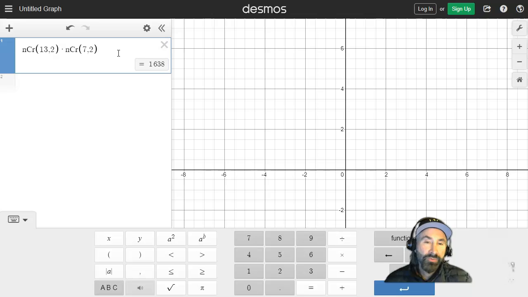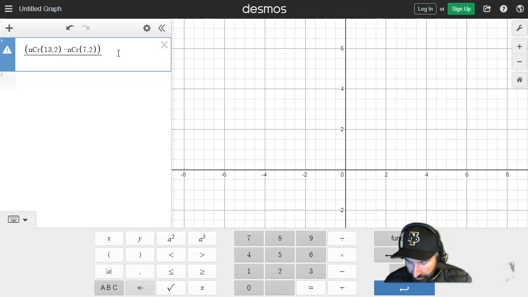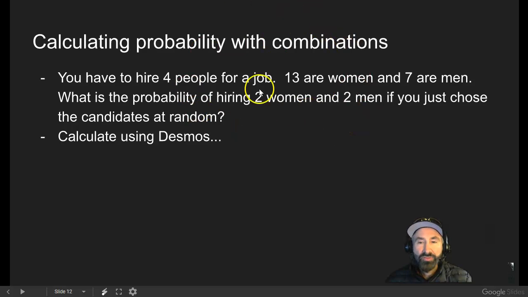So what I'm going to do is put an ending parenthesis there after the two combinations. Then I'll do my forward slash, which by the way for me is the same as the question mark key on my keyboard. And then I get a fraction bar underneath both combinations. Then I can divide by nCr. And then the question is, what do I divide by? So how do I figure out the probability?